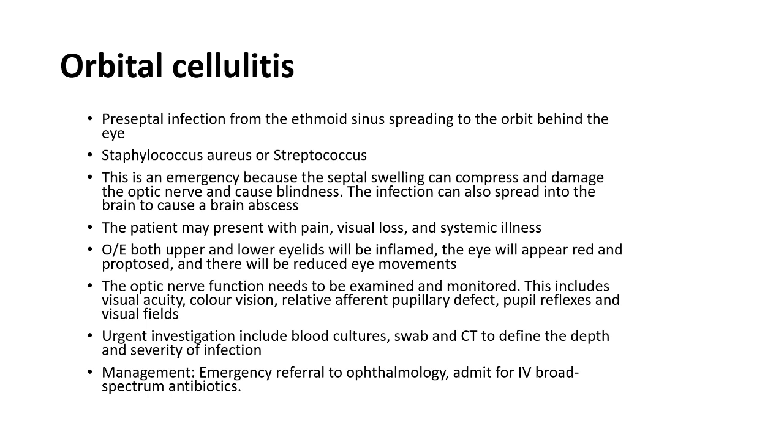Orbital cellulitis occurs when preseptal infection from the ethmoid sinus spreads to the orbit behind the eye. The causative organism is usually Staphylococcus aureus or Streptococcus. This is an emergency because the septal swelling can compress and damage the optic nerve, causing blindness. The infection can also spread into the brain to cause a brain abscess.